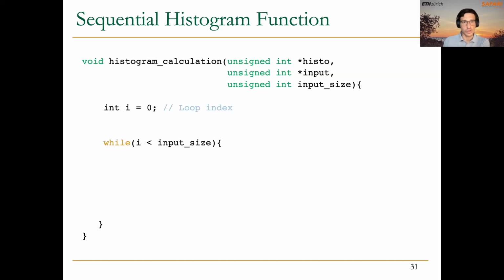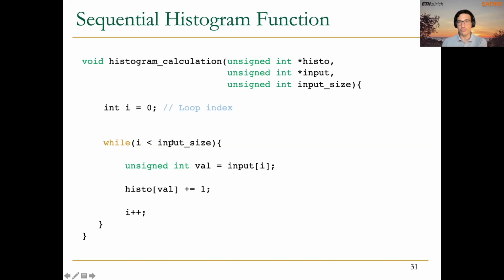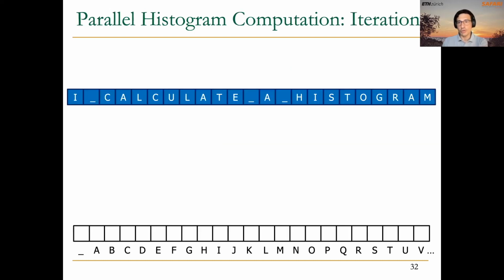The code for the sequential histogram function, as you can see here, is pretty simple. The only thing that we have to do is go over all the elements of the input array, read one value, and then go to the corresponding bin of the histogram and increment it. After that, we go to the next element and continue until we have visited the whole input array. But what if we want to implement this in parallel?